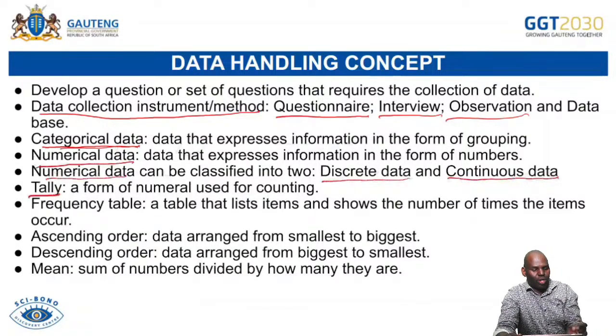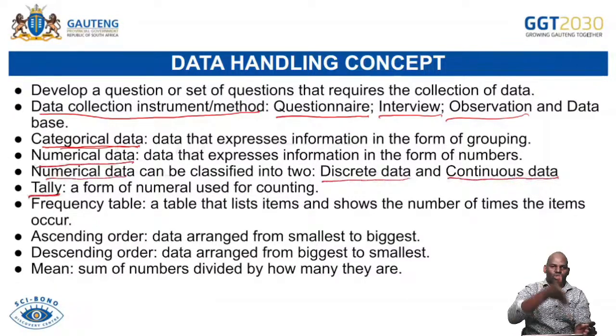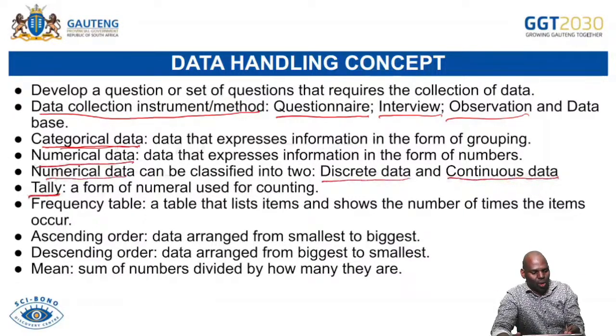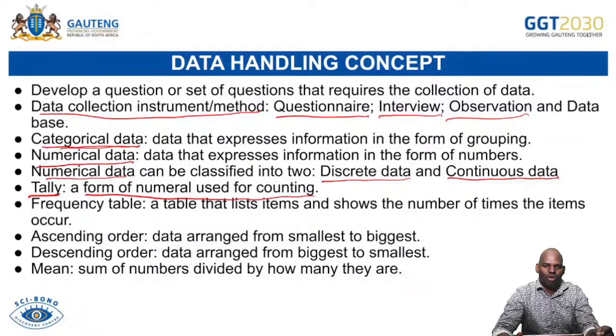And then, of course, when you did the frequency tables, you spoke about the tallies. Remember the tallies, those vertical lines and horizontal lines. This is a form of numeral that we use for counting. And of course, a frequency table is a table that lists items and shows the number of times the items occur. Remember, when you complete that frequency table, you're going to check how many times this item appears, and then you count by using the tallies.